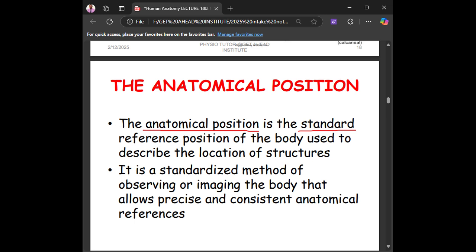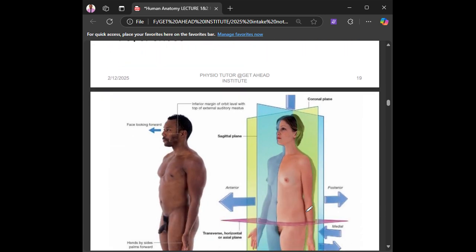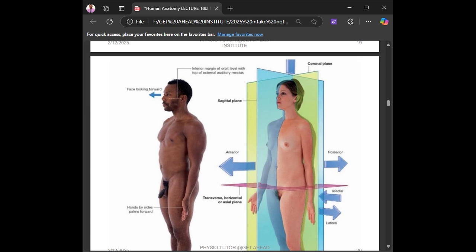So the anatomical position is a standard reference position of the body that is used to describe the location of structures, just like I've mentioned earlier. It is the standardized method of observing or imaging the body that allows us to make precise and consistent anatomical references. This slide is demonstrating the anatomical position.